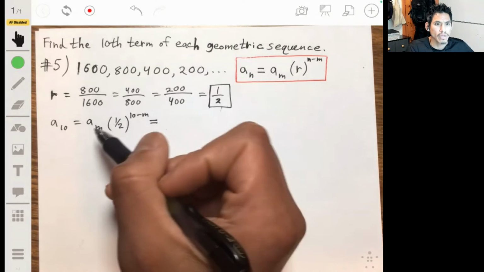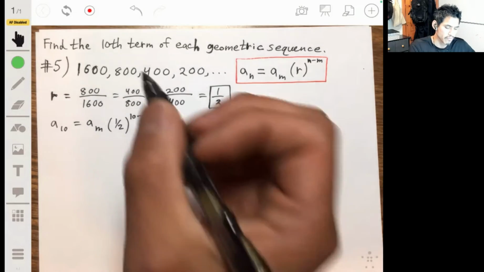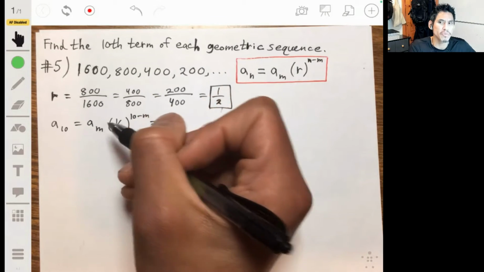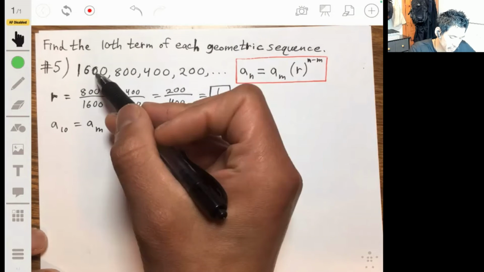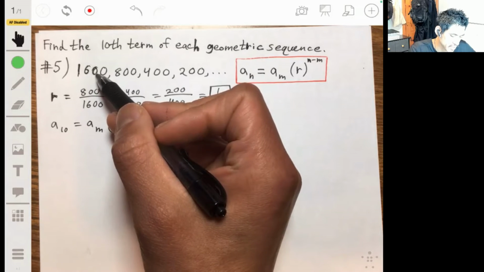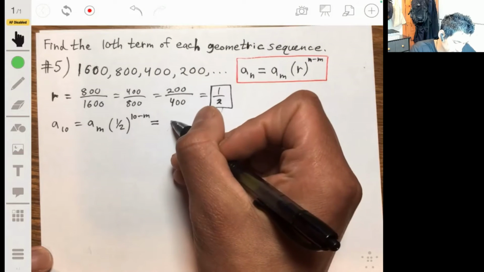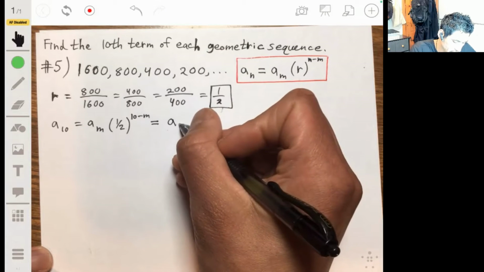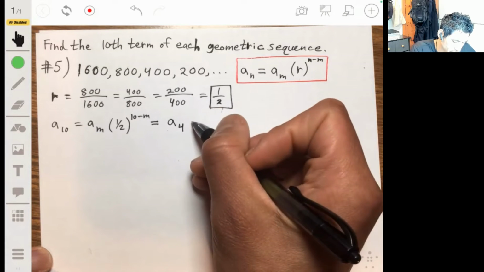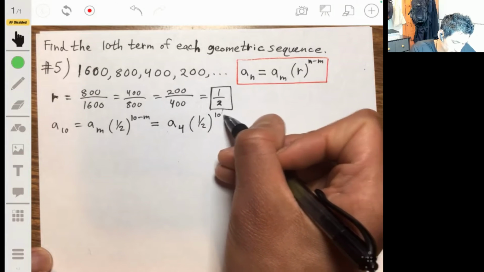Now, I like using a_m instead of a1 because this gives you the freedom to pick any term you want. Sometimes you won't have a1, so then you won't have to spend extra time finding a1. For example, if we just did a1, we would put 1600, but you can also use, let's say, a4. Let's use the fourth term. So then this would be 1/2 to the 10 minus 4 power.